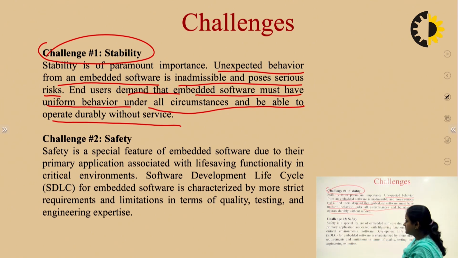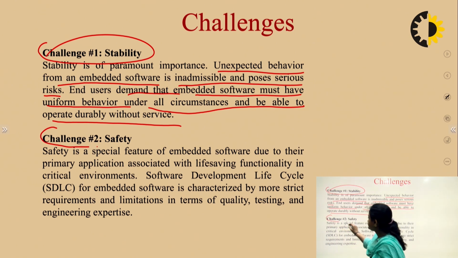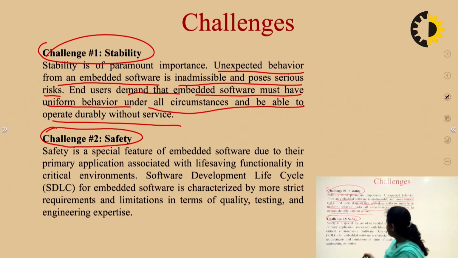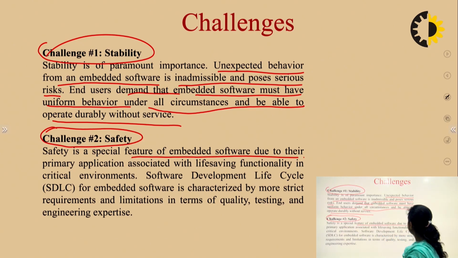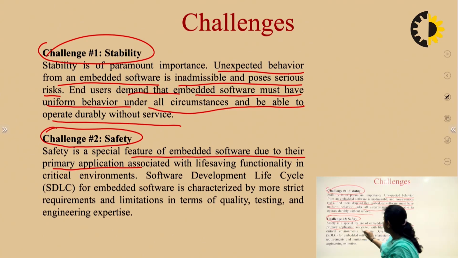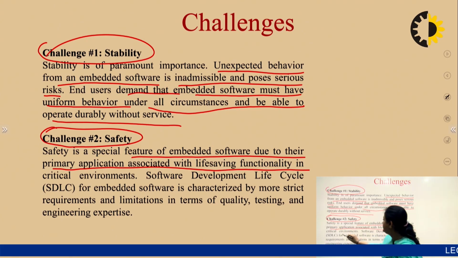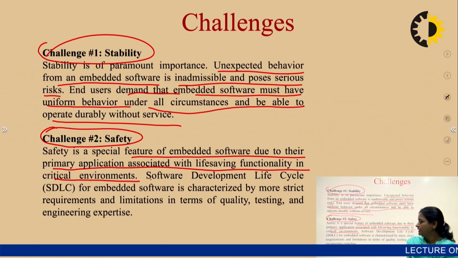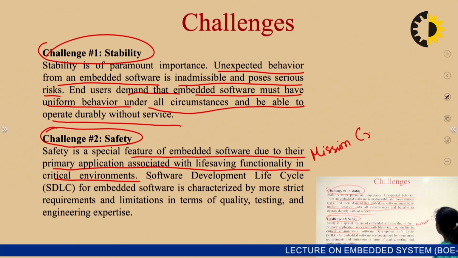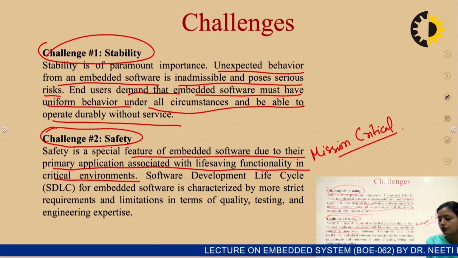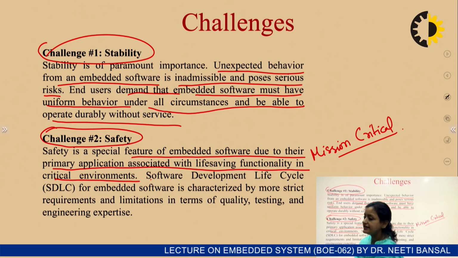Then we have challenge number 2, which is safety. What does it mean? Safety is a special feature of embedded software due to their primary application associated with life-saving functionality in critical environments. Now, there are certain applications which we call mission critical applications. These involve applications where human life is directly involved.